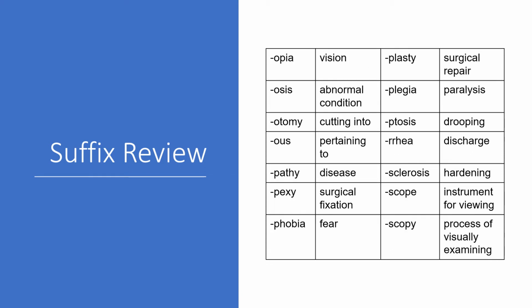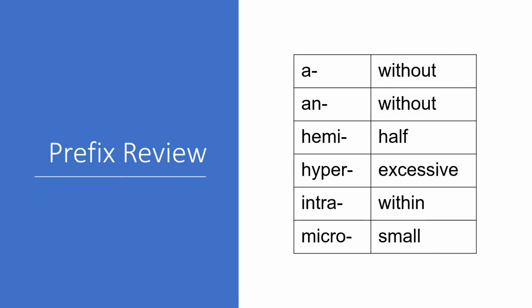Opia, vision; osis is an abnormal condition; otomy, cutting into; ous, pertaining to; pathy, disease; pexy, surgical fixation; phobia, fear; plasty, surgical repair; plegia is paralysis; ptosis, drooping; rhea, discharge; sclerosis, hardening; scope, instrument for viewing; and scopy, the process of visually examining. Here are some prefixes: a, without; an, without; hemi, half; hyper means excessive; intra means within; micro means small.